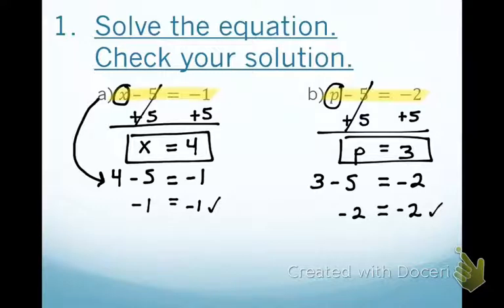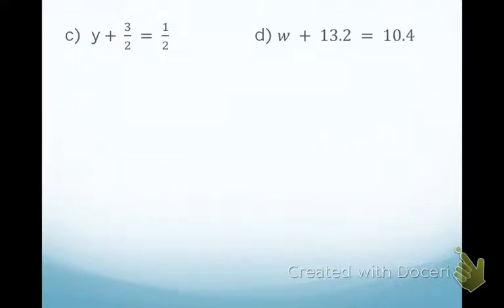If for some reason this had been a negative 5 and it said negative 5 equals negative 2, then you would know that's not correct, okay? But it checks out if it does equal each other. All right, we're going to move on to problem C.